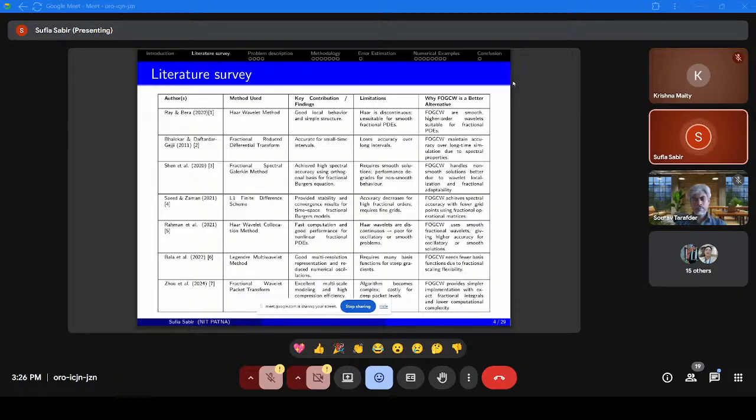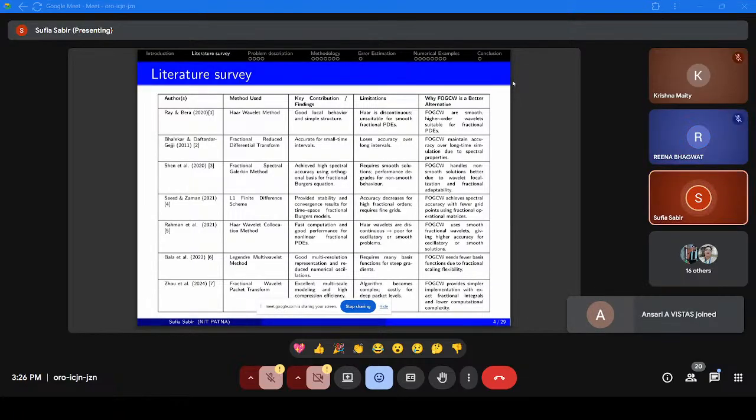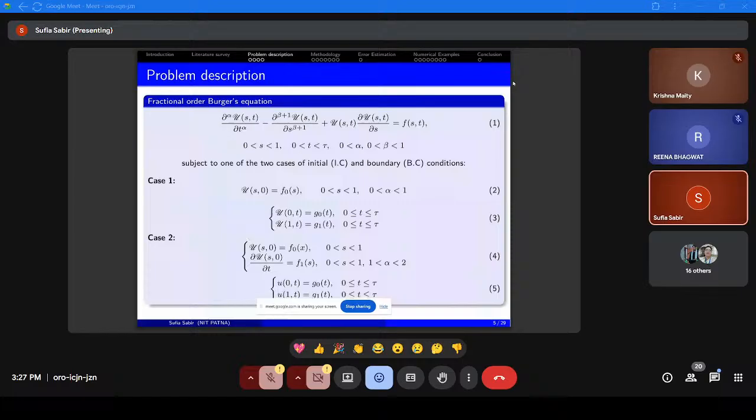Then Saeed and Zaman used the L1 finite difference scheme. Their key contribution is that they have provided stability and convergence results for the time-space fractional Burger model, but their accuracy decreases for high-order fractional PDEs. Our FOGCW works for high-order fractional PDEs as well. Bala et al. used the Legendre multi-wavelet method. The key contribution of this method is a good multi-resolution representation, but the limitation is that they need more basis functions to give an accurate solution. But our FOGCW gives an accurate solution using only a few basis functions.